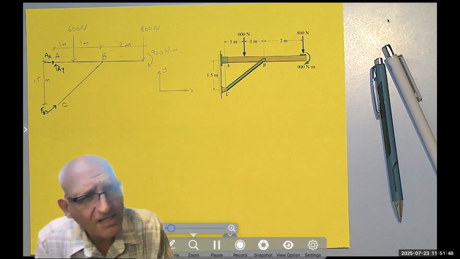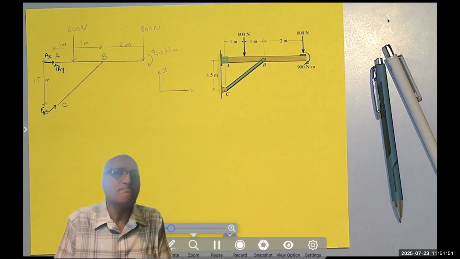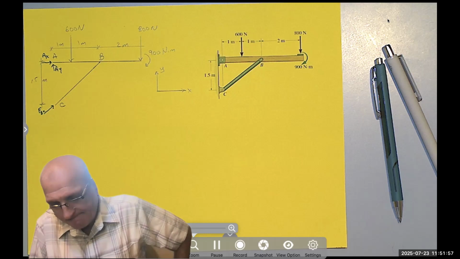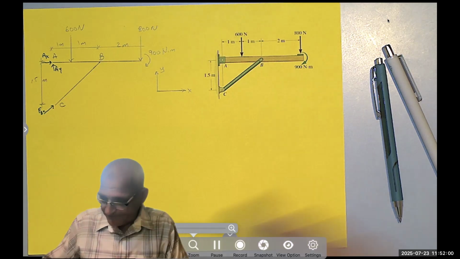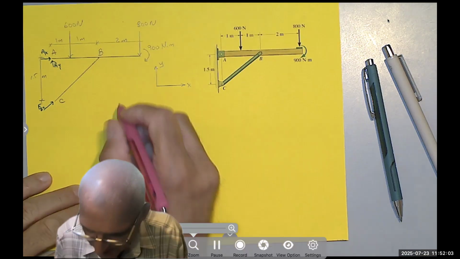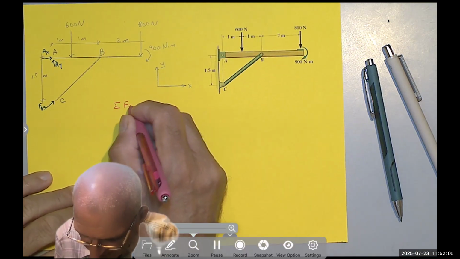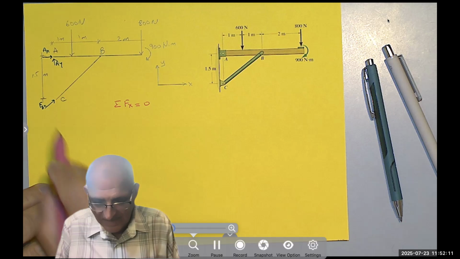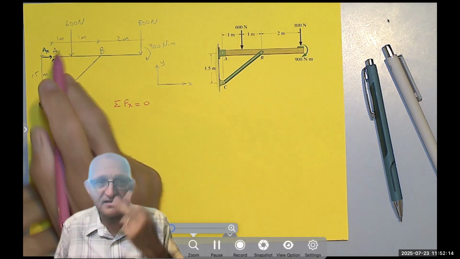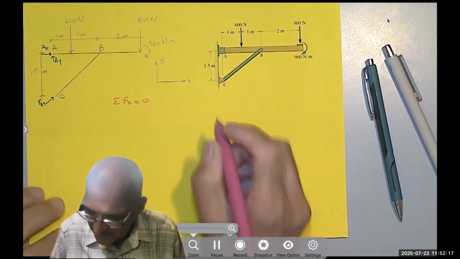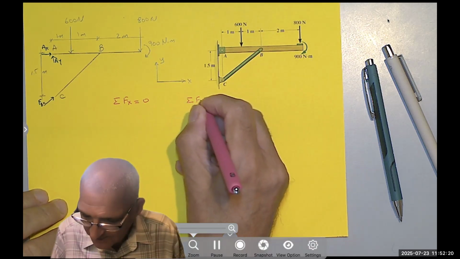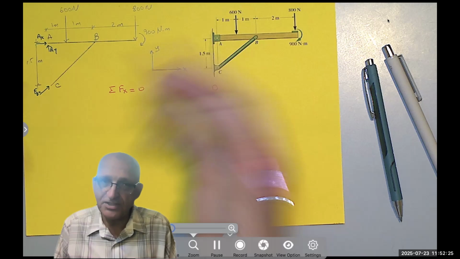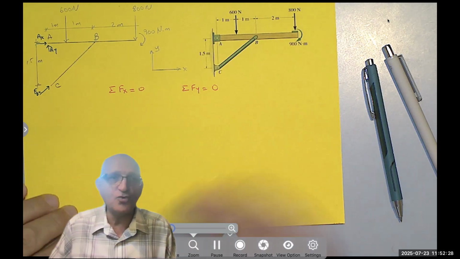Now, I have three equations of equilibrium, right? And I have three unknowns, so I can solve. The first equation of equilibrium is the summation of the forces along the x equals 0. When I write the x, I will have the x component of FBC and Ax. There are two unknowns in this equation. When I write summation of the forces in the y equals 0, I have a y component of FBC and Ay. So there were the two equations. Then I have to solve three equations in three unknowns.